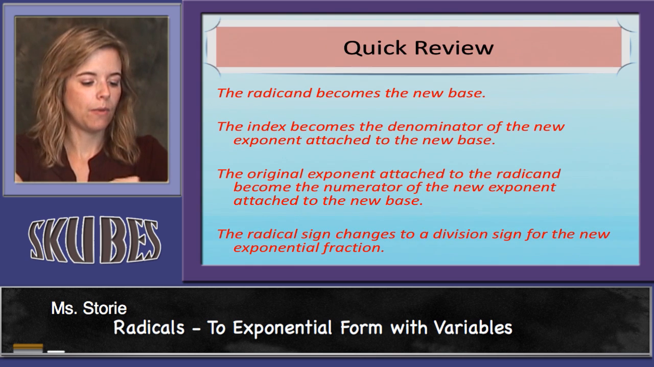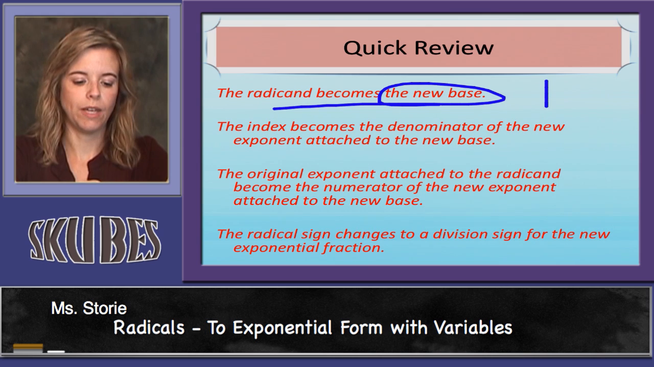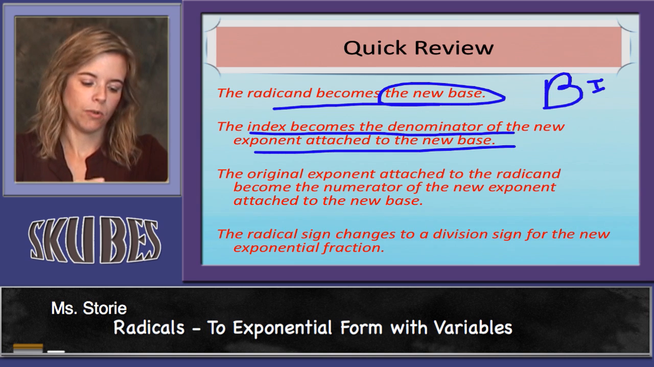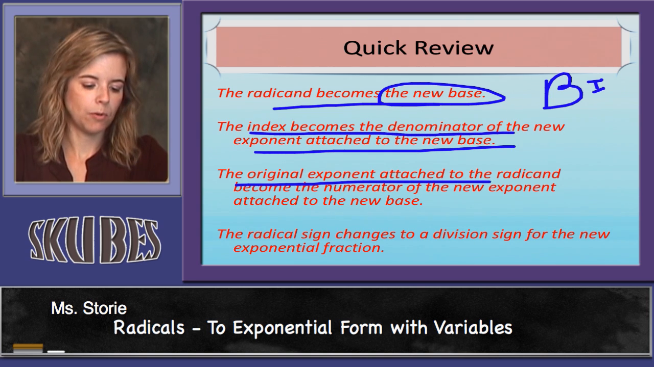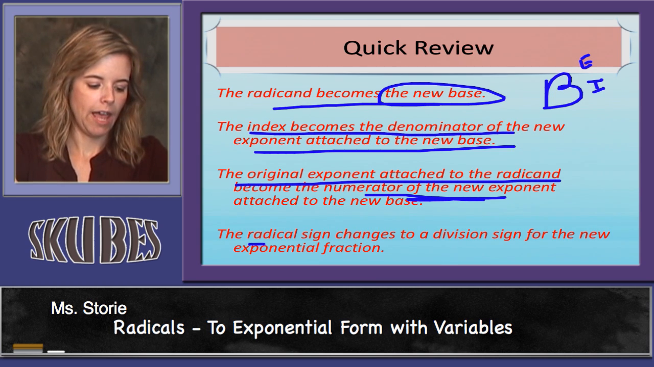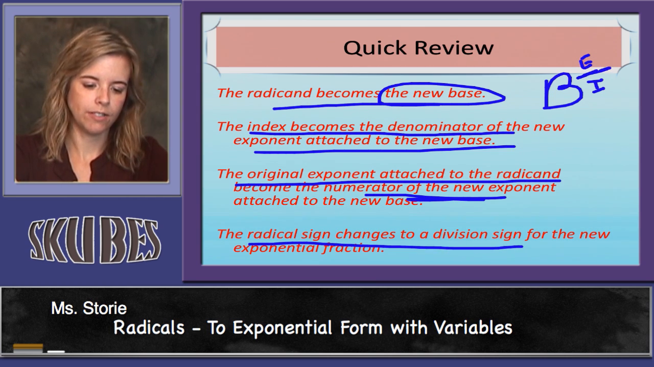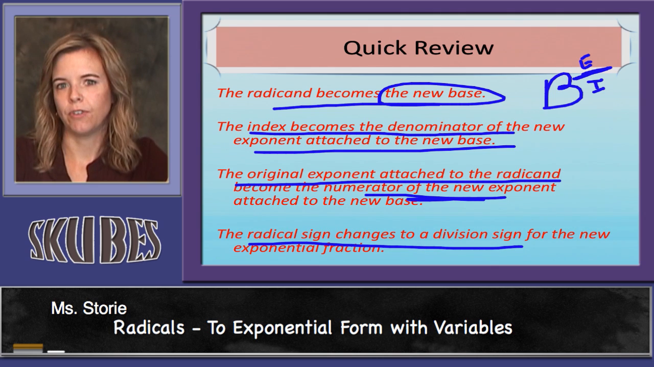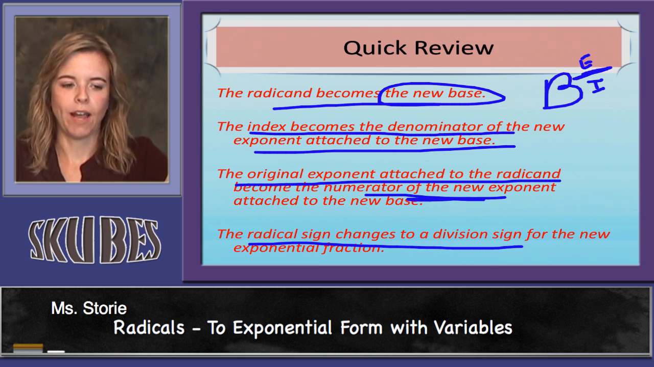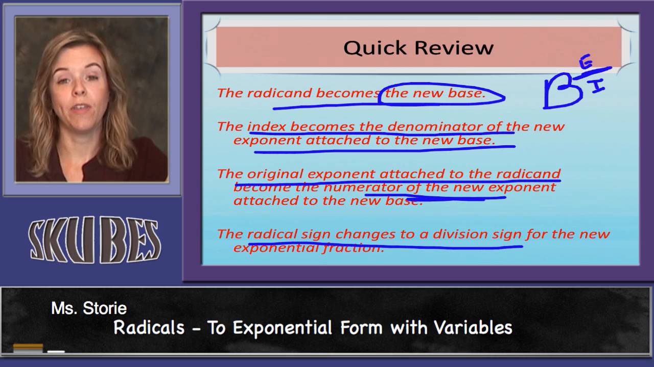Quick review. The radicand becomes the new base, the new big number. The index becomes the denominator, so he goes on the bottom of the new exponent and it's attached to the base. The original exponent attached to the radicand becomes the numerator, so this exponent becomes the numerator, and the radical sign changes to a division sign for the new exponential function. So it's really BEI. And that's it for our lesson on radicals to exponential form with variables.